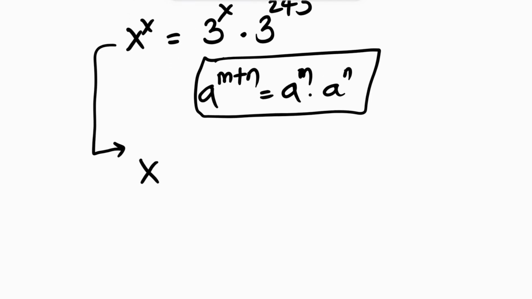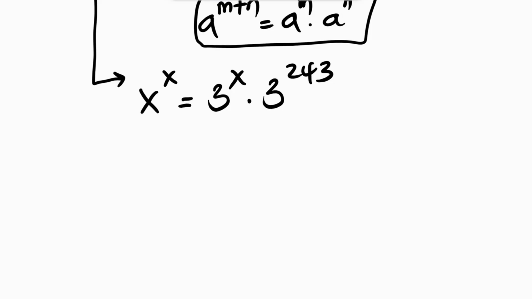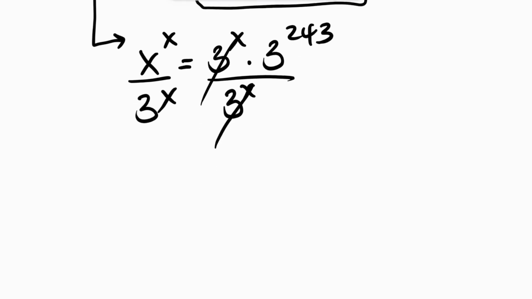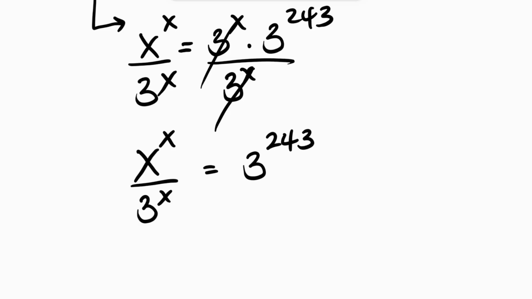So now we have x raised to the power x equals 3 raised to the power x times 3 raised to the power 243. Let's move the variables to one side. What do we need to do? We divide both sides by 3 raised to the power x, and 3 raised to the power x cancels out. So we have x raised to the power x divided by 3 raised to the power x equals 3 raised to the power 243.